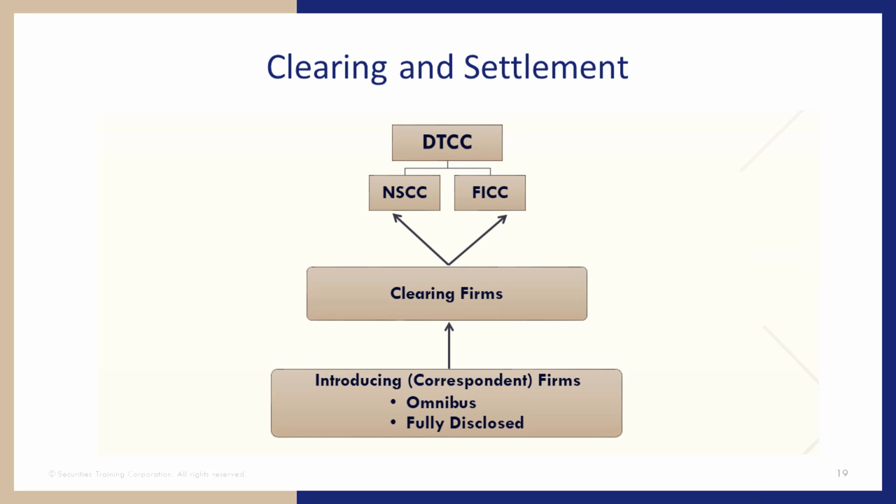The NSCC, the National Securities Clearing Corp, is for the equity side of clearing the trade, the back office. FICC is Fixed Income Clearing Corp, and that's for debt or bonds. Then there are clearing firms, which is the name of the brokerage firms who do the back office. And firms can either clear their own trades, or smaller firms are known as introducing firms or correspondents. And they can clear their trades on an omnibus or fully disclosed basis, which are our next slide.